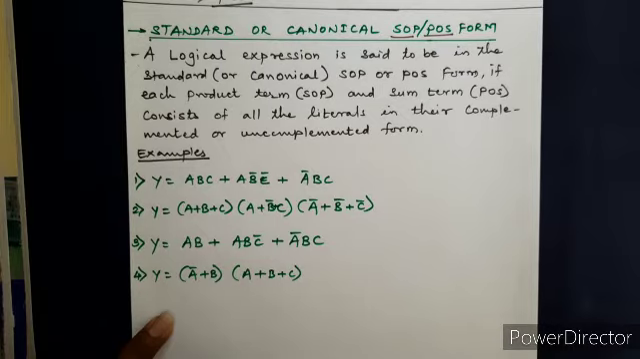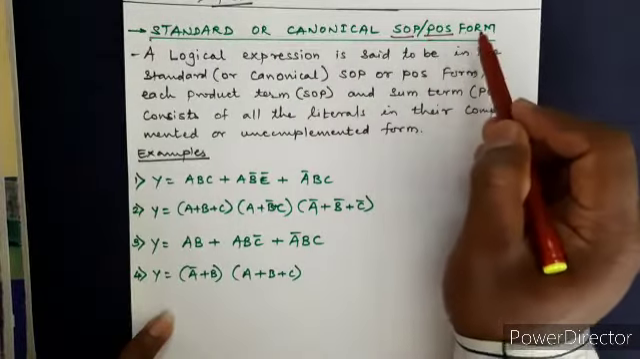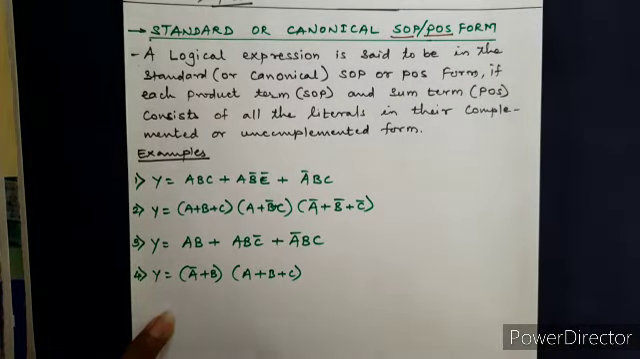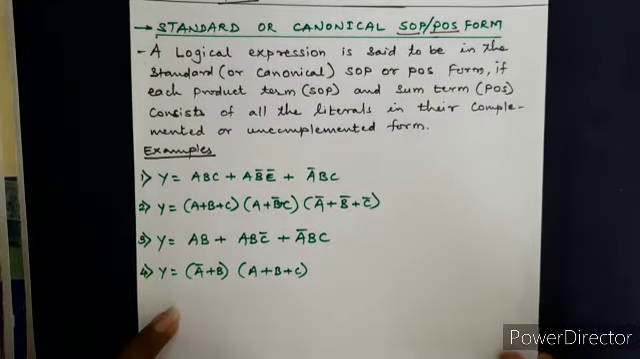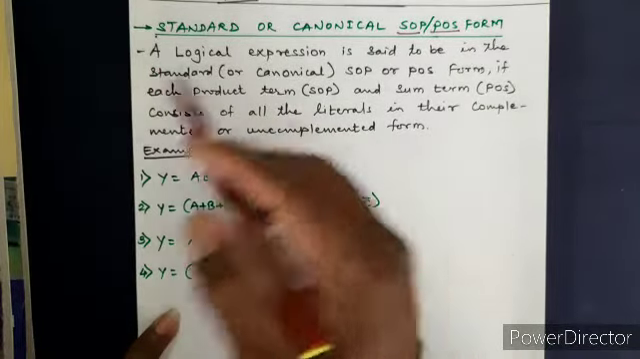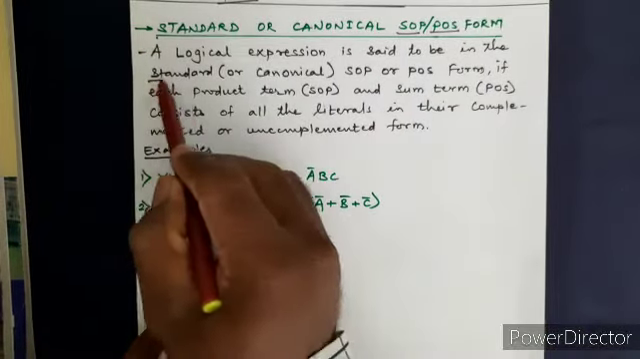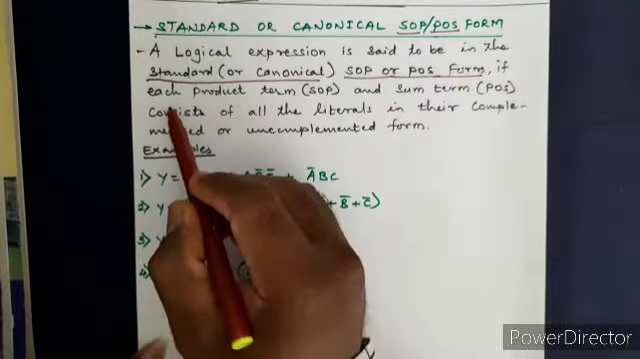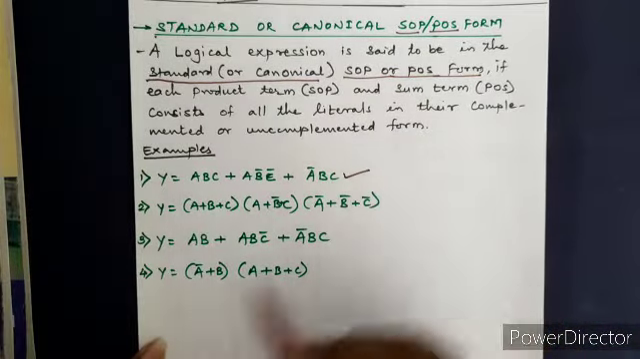So in this lecture we are going to understand what we mean by standard or canonical SOP or POS form, and what is non-standard or non-canonical SOP or POS form. I'll just read and let's understand this. A logical expression, any given logical expression, is said to be in the standard form, SOP or POS, if each of the terms, now just consider this equation.